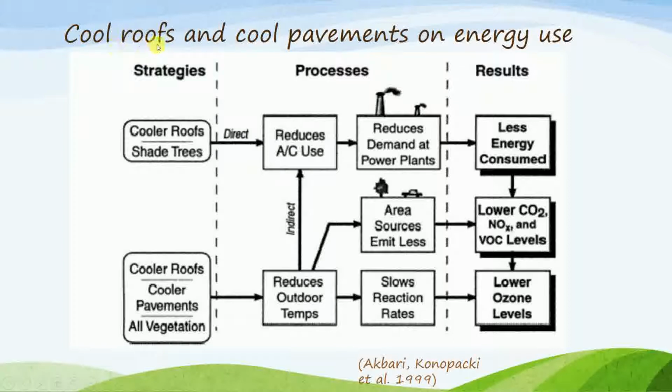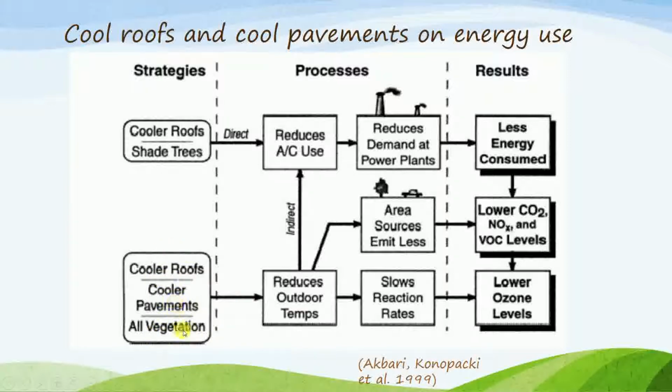So there are cool roofs and cool pavements and their effect on energy use. There are some strategies like cooler roofs and shade trees. They will reduce your air conditioning use, because when you are cool you do not need to use the energy. When there is reduced use of air conditioning, there will be less energy use, so demand at power plants is reduced, and less energy consumption. And cooler roofs, cooler pavements, and vegetation.